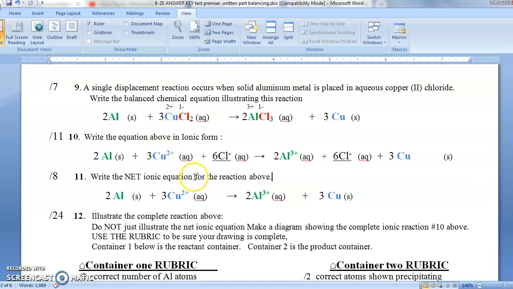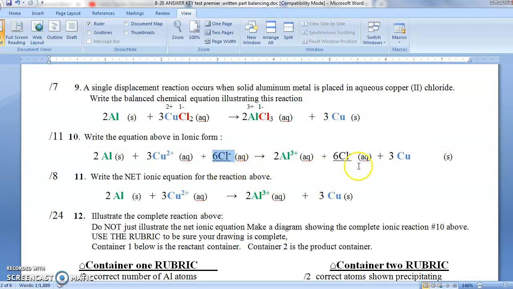Now we get to the net ionic equation. The word net means only show the things that are changing. Only show the ions that are undergoing a change. You don't show the things that are the same on both sides. So we look at the left side, our reactant side, and we compare it to the right side, and we're not going to write the things that had no change.